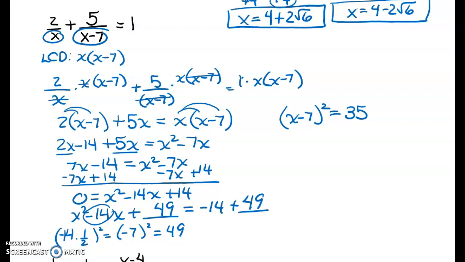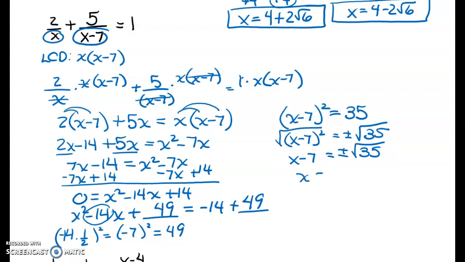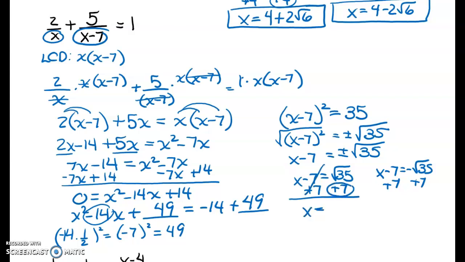And when I take the square root of both sides, I can't forget my plus or minus. And 35 factors into 5 times 7, so it's not going to reduce. And when I break this up into two equations, which is what I should do, x minus 7 equals positive radical 35, x minus 7 equals negative radical 35. When I add that 7 to both sides, these are not like terms. I have a positive 7 and a positive radical 35. Here I have a positive 7 and a negative radical 35.